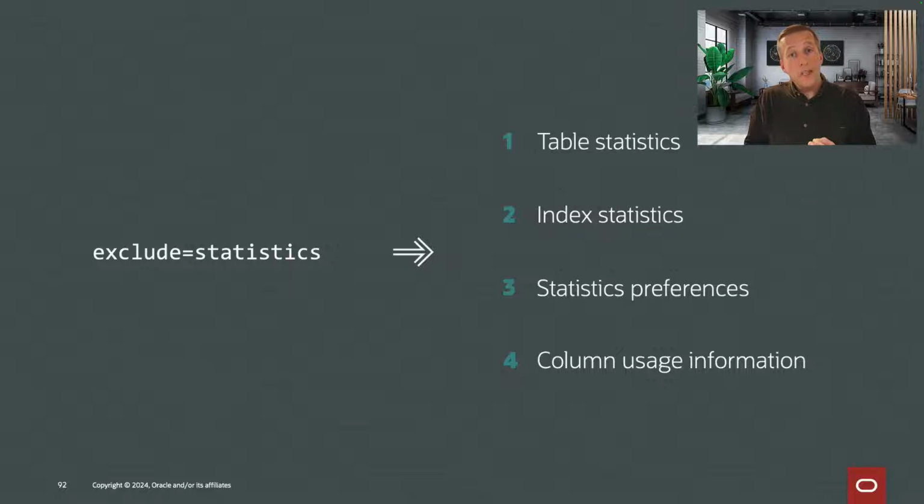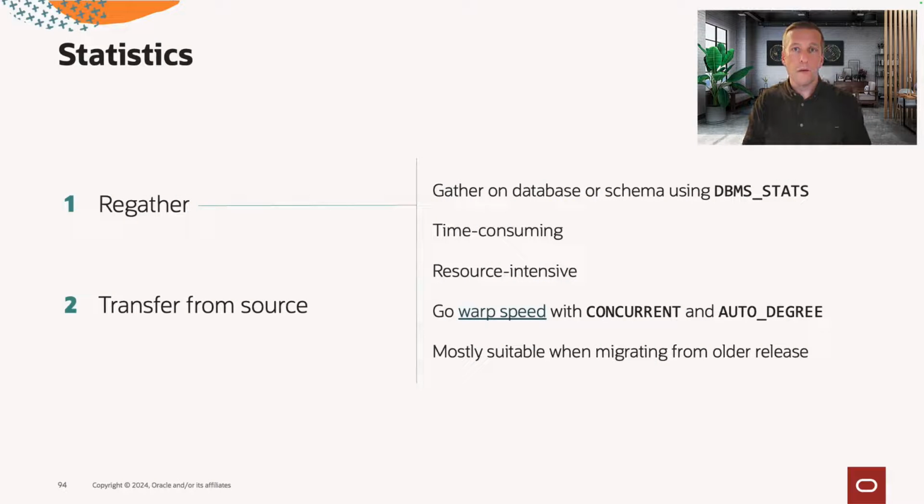But we need to understand exactly what it means when we exclude statistics in DataPump. There are actually 4 things that you exclude by using this setting. First, we have table and index statistics: number of rows, number of leaf blocks, number of distinct values, and so forth. We exclude this information, but we know the optimizer must have it. So what can we do in the target database?